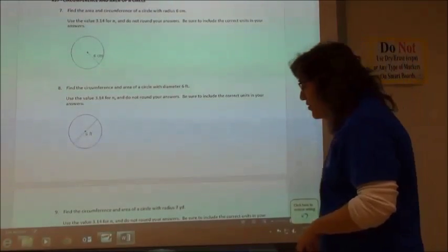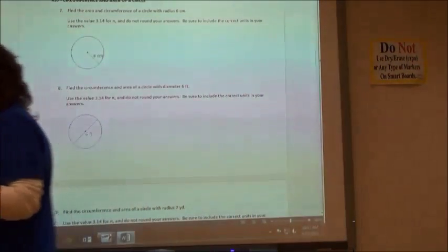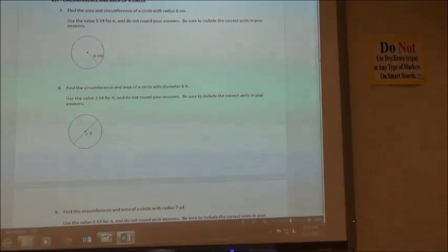Circumference and area of a circle. They're going to ask you for both, and they're going to switch them around. Sometimes they'll ask for circumference first, sometimes they ask for area first. There are two different formulas for circumference.